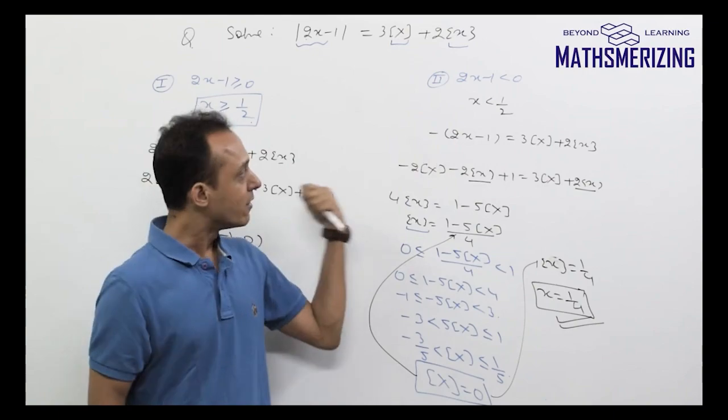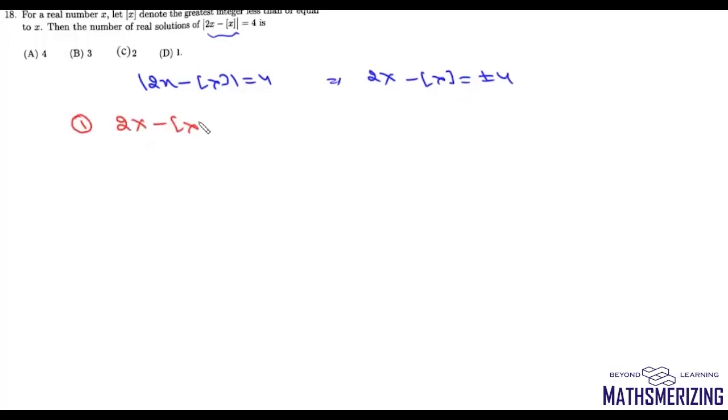This is how we'll solve such questions. Now question number 18: we need to find the number of real solutions of this equation, which is mod of 2x minus greatest integer function of x, equal to 4. So we can write this as 2x minus greatest integer function of x is equal to plus or minus 4.